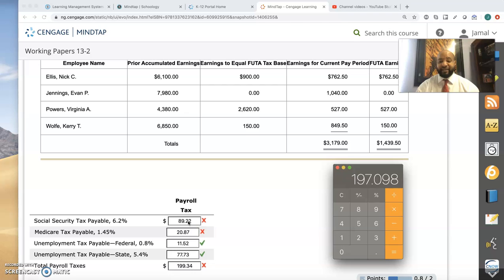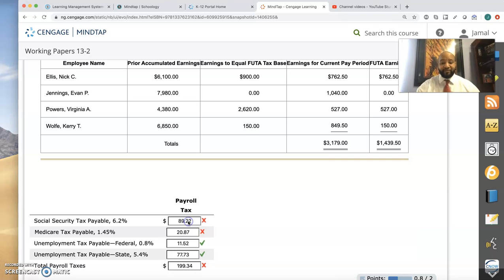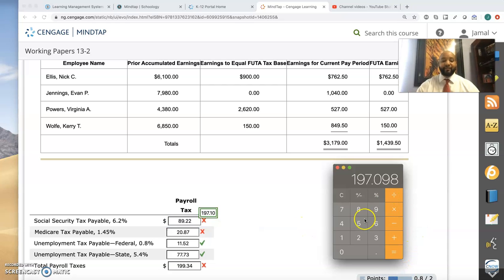I don't know why we have 89.22 here, but that's wrong. Let's see what the right answer is. If I click on it, it'll tell me. There it is, $197.10. It's just what our calculator said. Let's get our calculator back up. Perfect. All right. So with Medicare tax payable, we do the same thing.